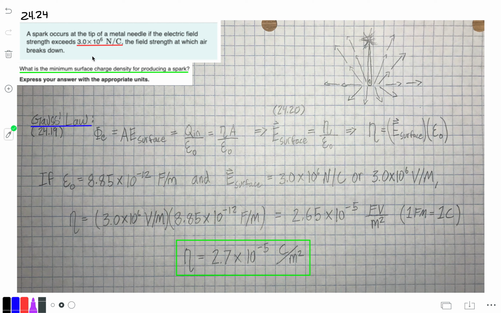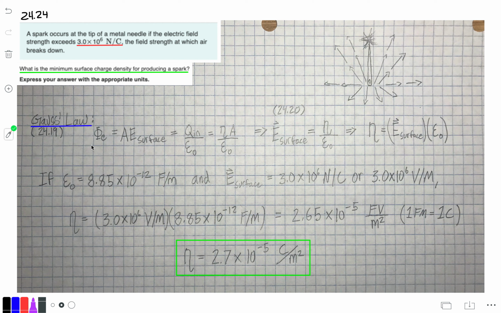So starting off this problem, we want to make sure we note our given value here in newtons per coulomb for the electric field strength, and we can go ahead and draw a little image here. Wasn't quite sure what to draw for this one, but here we have an electric field radiating outward from a needle, and here we have our spark right here.